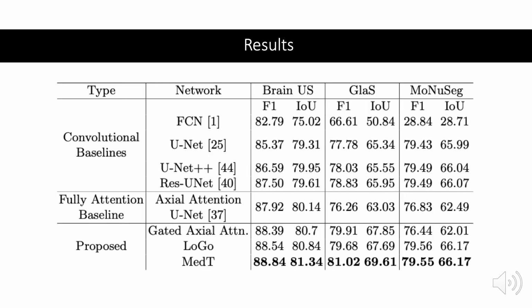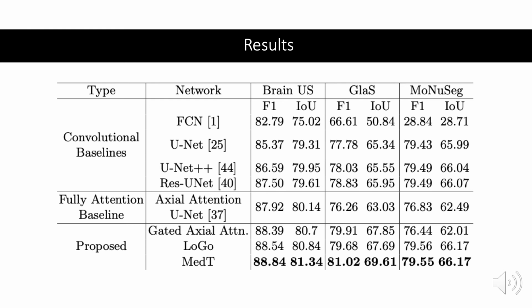Now the results are measured either using the F1 score or IoU, which is intersection over union, where higher numbers are better. So fully connected network, as one would expect, depending on the dataset, does not do all that well. Specifically in the MoNuSeg dataset, fully connected performs poorly. The U-Net convolutional architectures perform better, and within MoNuSeg, it's substantially better, but within the brain, it's not that much better.